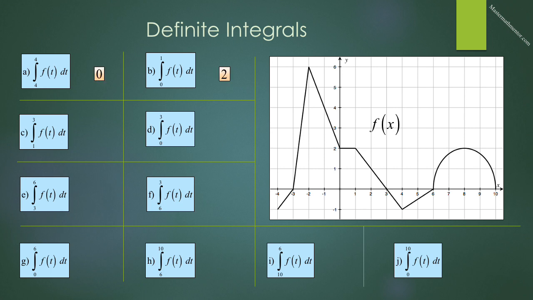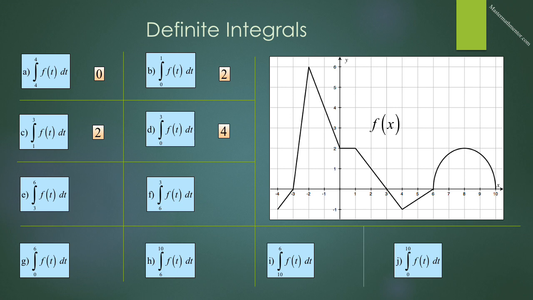A asks for the integral from 4 to 4 of f of t dt. Any definite integral whose limits of integration are the same, the answer is always 0. B asks for the integral from 0 to 1 of f of t dt. This is simply the area under the curve from 0 to 1. And since the curve is a horizontal line between 0 and 1, this is simply the area of a rectangle, 1 by 2, and therefore the answer is 2.